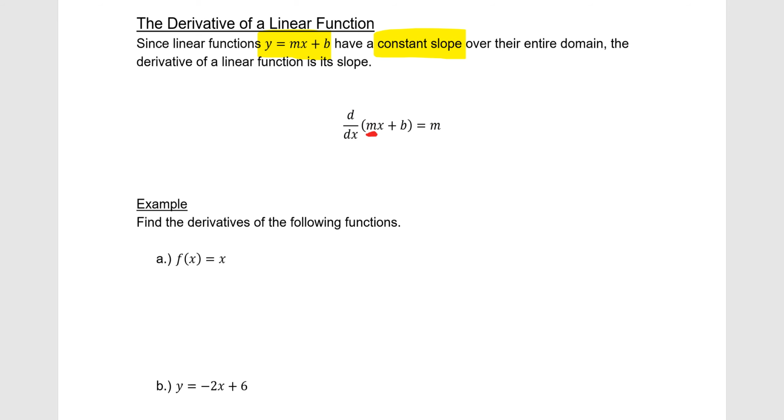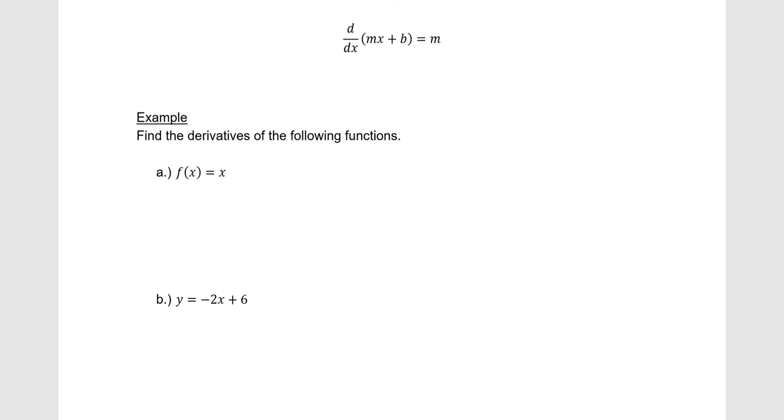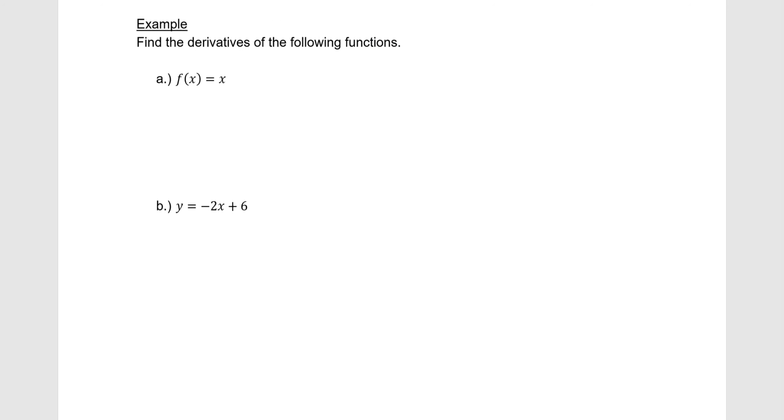And once again, the derivative is going to tell us the slope. Since a linear function has a constant slope, that's going to be the derivative of the linear function. Also remember that a linear function has a highest exponent of 1. Okay, so let's see a couple examples here. Let's find the derivative of the following functions.